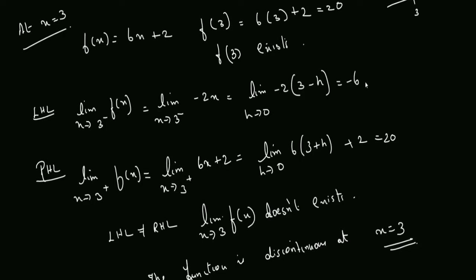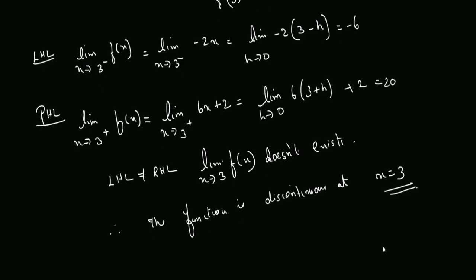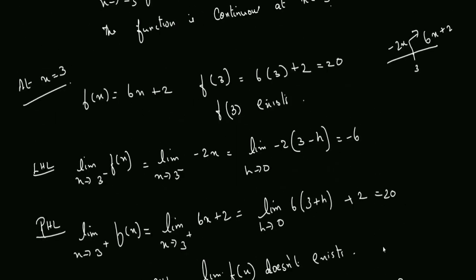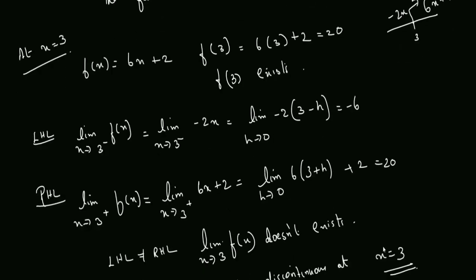So we can see that left limit is not equal to the right limit. That means the limit doesn't exist. If the limit doesn't exist, the function is not continuous. There is a break at the point 3. So the function is discontinuous at x equal to 3. So the point of discontinuity of this function is at 3. Before 3 and after 3, the function is continuous.